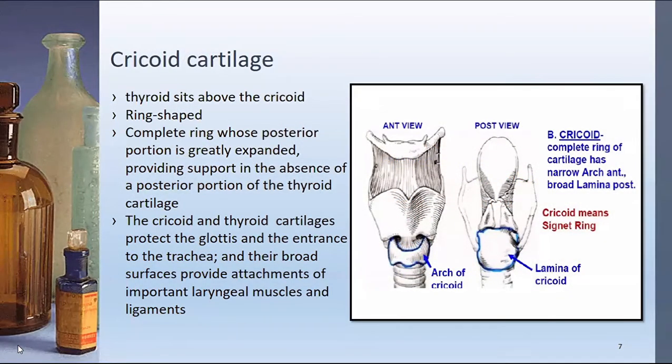Next is the cricoid cartilage. It's the second largest. The thyroid cartilage sits above the cricoid cartilage. It is ring-shaped. It is a complete ring whose posterior portion is greatly expanded. So if you can see this image, no, the anterior portion is smaller than the posterior portion, okay, which provides extra support because of the absence of a posterior portion of the thyroid cartilage, no? So this is your cricoid, okay? On the back, this is larger. The cricoid and the thyroid cartilage protect the glottis and the entrance to the trachea. And their broad surfaces provide attachments of the important laryngeal muscles and ligaments, no? Okay, so cricoid cartilage or ring-shaped cartilage.